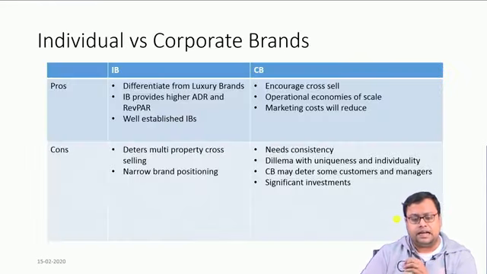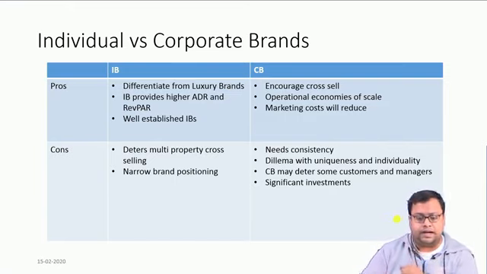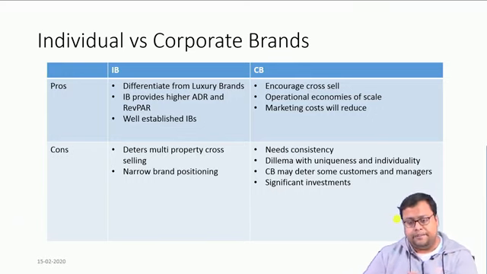So, in this kind of case, there was an individual branding versus corporate branding issue. Individual branding differentiates from luxury brands and provides higher rates, but the problem is that cross selling is low and positioning is very narrow. On the other hand, when you do corporate branding, overall Rosewood branding, it encourages cross selling, economies of scale in operations are high, and marketing costs reduce, but you need consistency, you need similar kinds of service experiences everywhere.